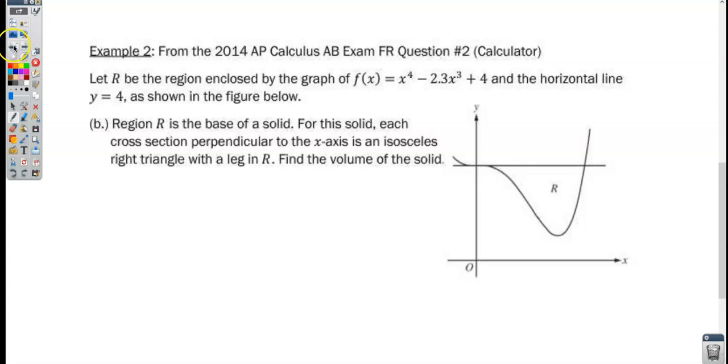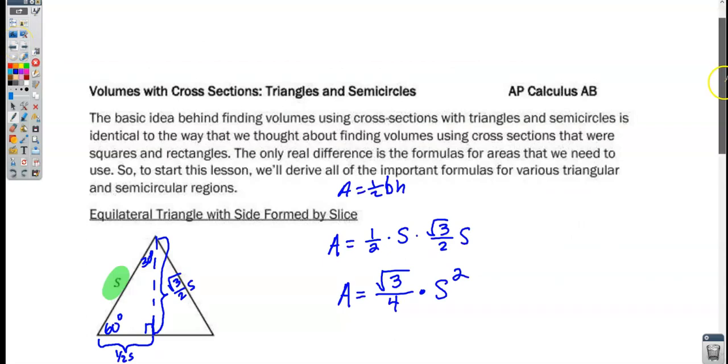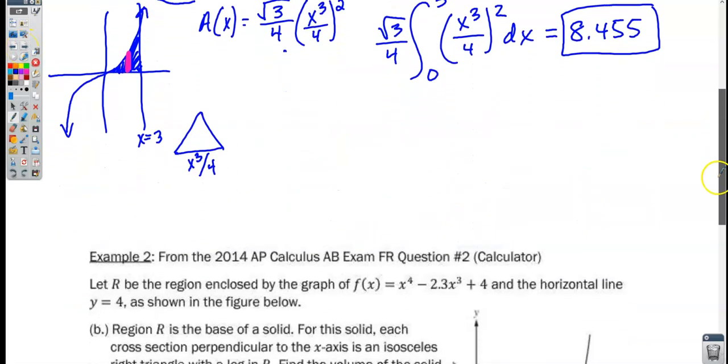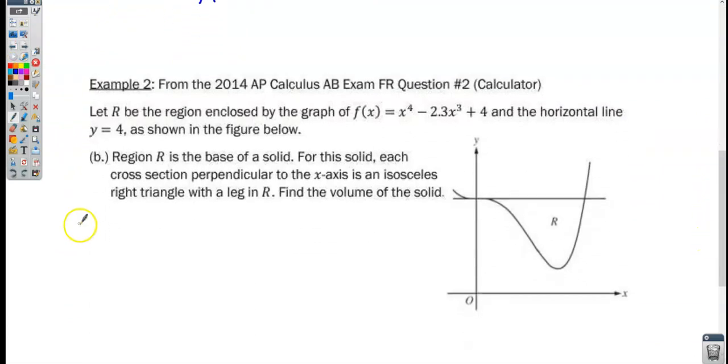Isosceles right triangle with a leg in R. Do you remember the formula for that? If not, flip back to your previous page. Isosceles right triangle with leg formed. So that's going to be 1/2 s squared. So this is going to be 1/2 s squared. We're talking about cross-sections perpendicular to the x-axis.